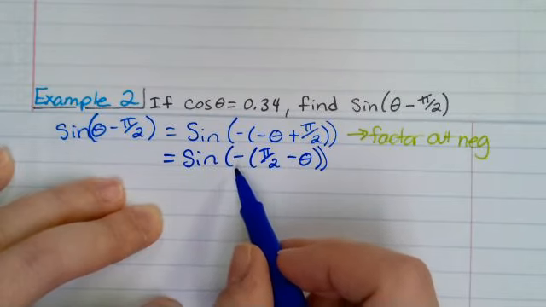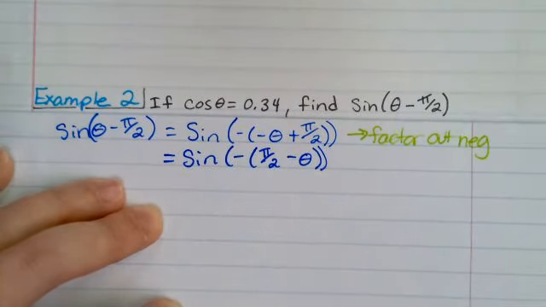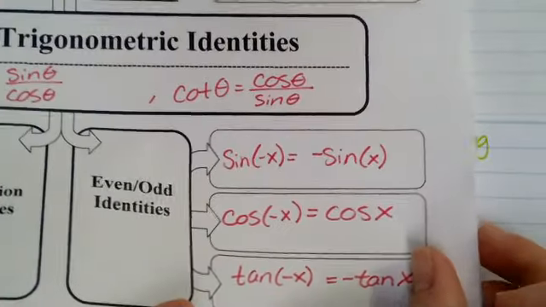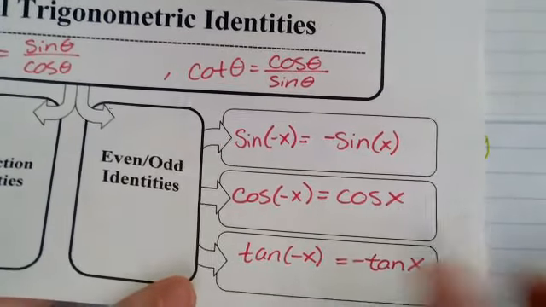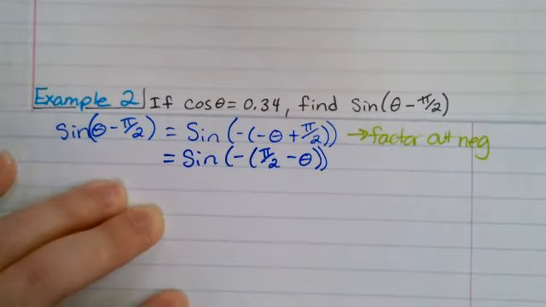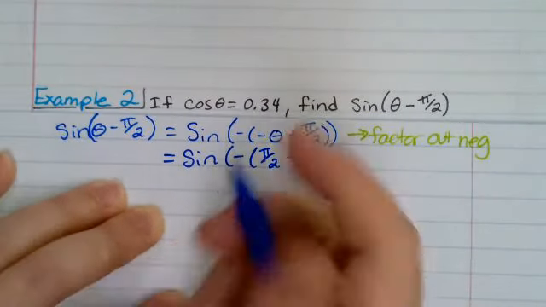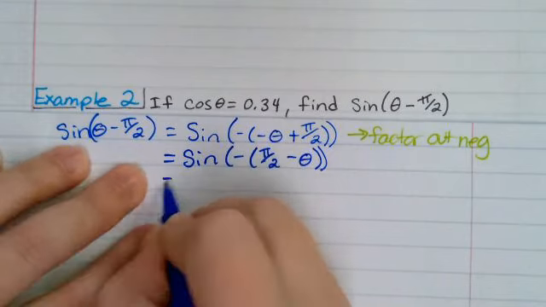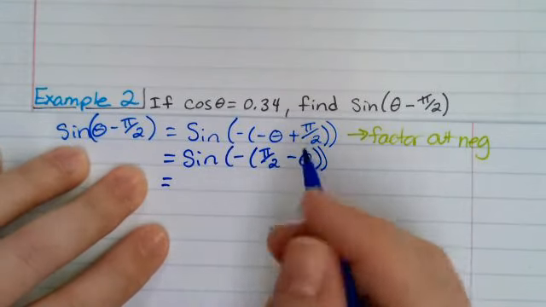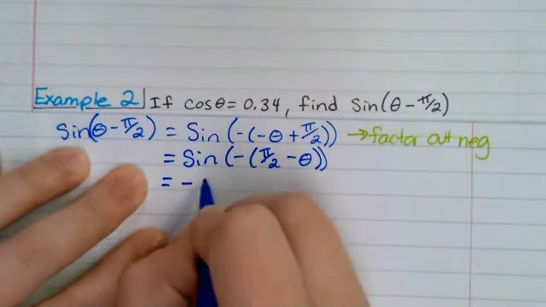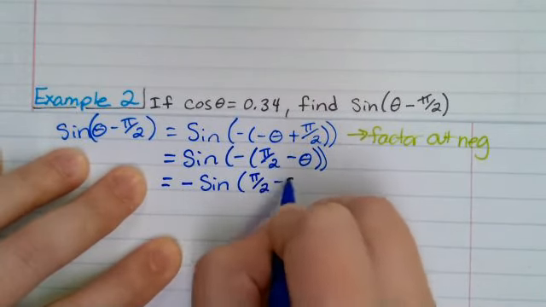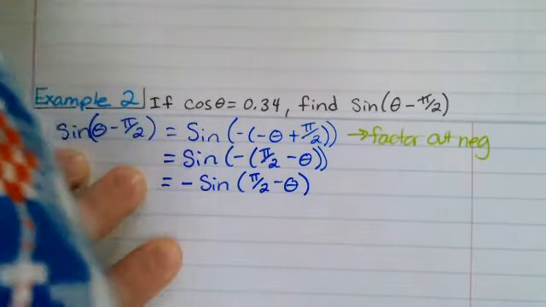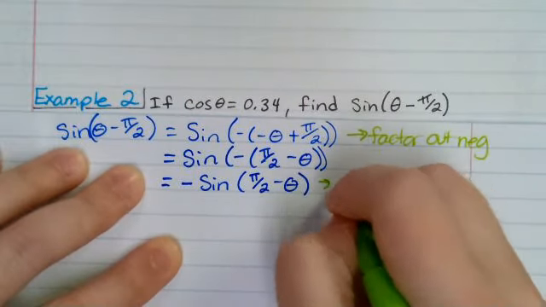Well, if you remember, we had an even odd identity. Remember how, if you had sine of negative x, it's the same as negative sine of x. I can pull that negative out using the odd identity, the even odd identity. So really this is negative sine of pi over 2 minus theta. Again, this was the even or odd identity.